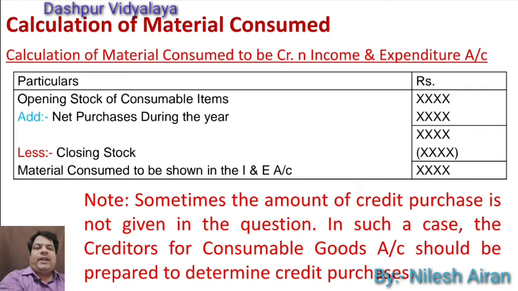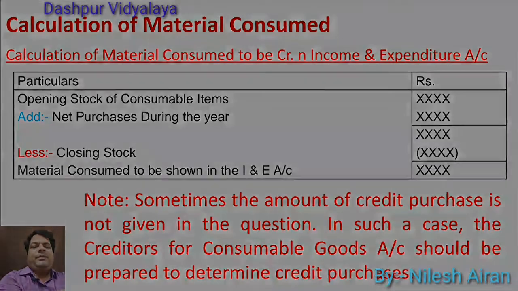Sometimes the amount of the credit purchase is not given in the question. In such a case, the creditors for consumable goods account should be prepared to determine the credit purchase. But if we are not given any information, then whatever purchase we are given is considered as total purchase or net purchase.